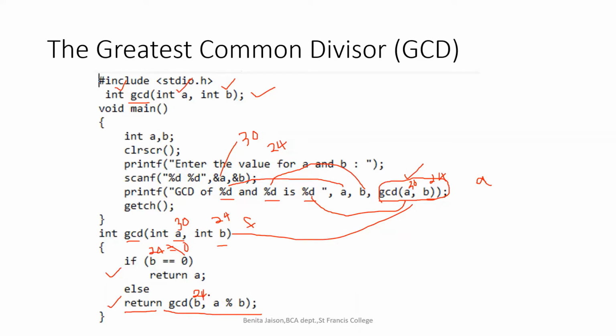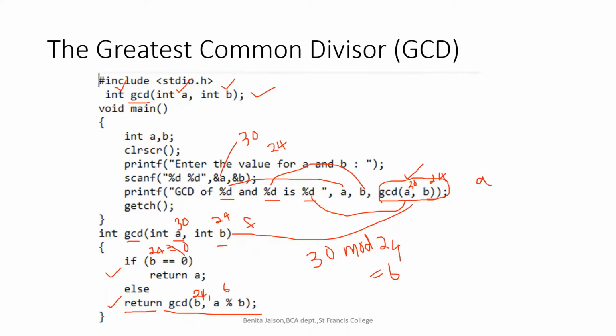What is the second argument here? A mod B. What is the A value? The A value is 30, right? 30 mod 24, right? What will the value be? The remainder. We will get 6. So what will be passed? Mehboob has a message now. 24 comma 6.